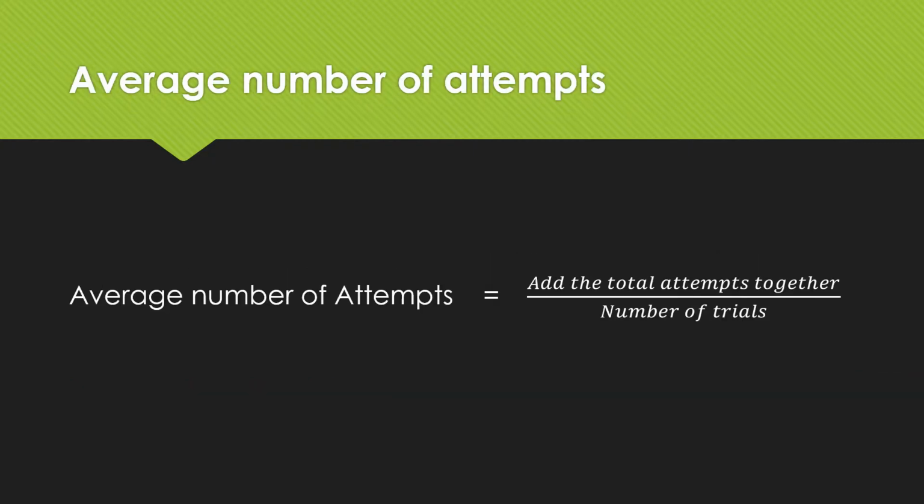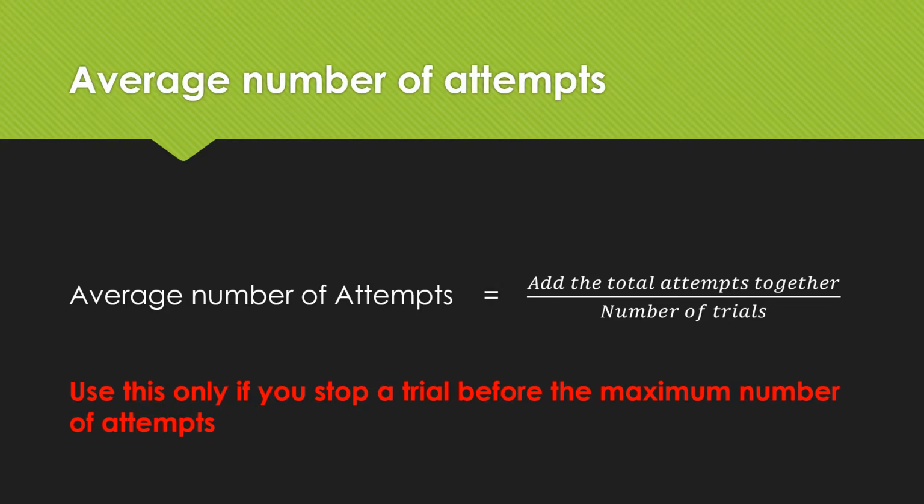Another calculation you may need to do is the average number of attempts. If in your work you stopped going when you were successful, so you didn't have to keep getting the same number of attempts per trial, then you might want to calculate this as well, to say on average how many attempts it took to win, for example. You do that by getting the total number of attempts and dividing it by the total number of trials. Just to reiterate, you only use this if you stop a trial before the maximum number of attempts, so you've been successful before you get to the total number.